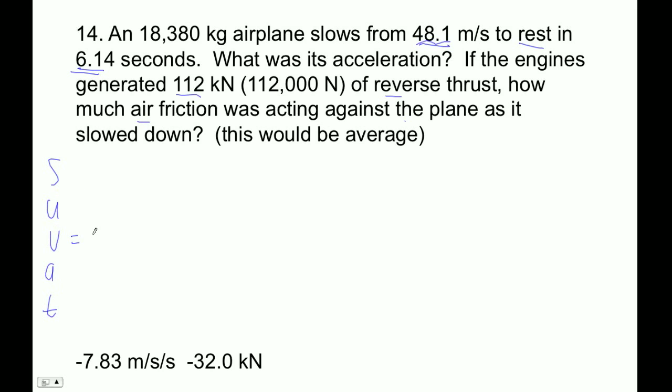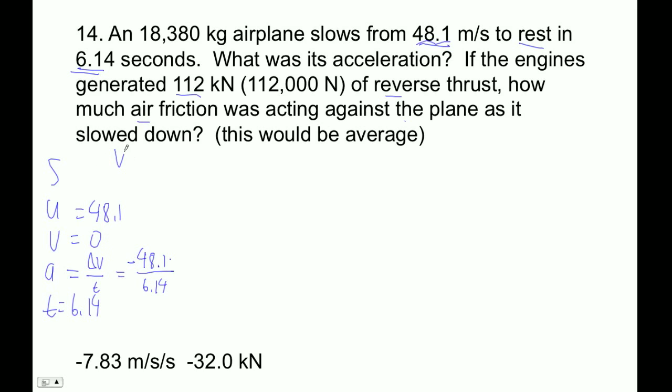Final velocity is 0. Initial is 48.1. The time is 6.14. I choose for acceleration change in velocity over time. So the change in velocity is negative 48.1 meters per second, divided by 6.14 seconds, right? So if you do change in velocity over time, you've got to be careful. The change from 48.1 to 0 is negative 48.1.